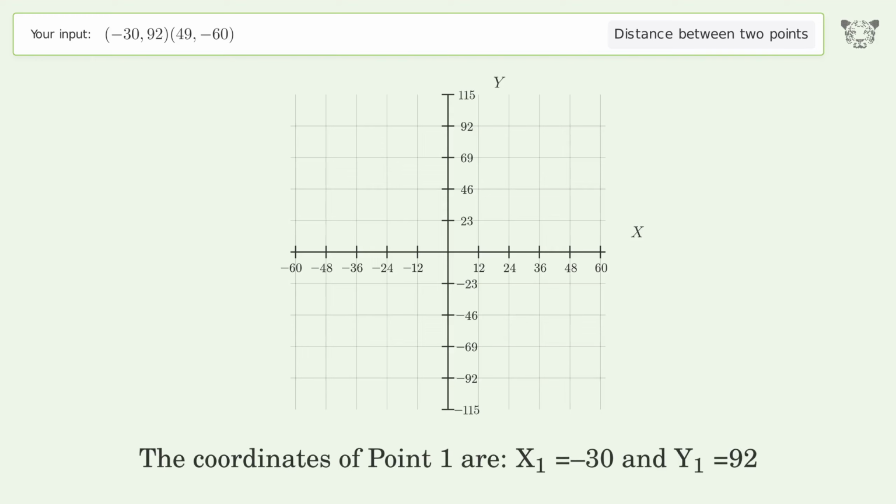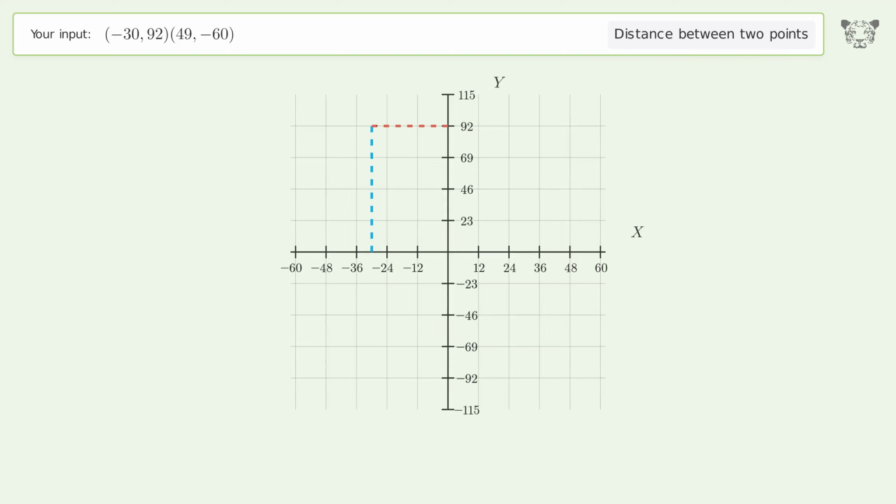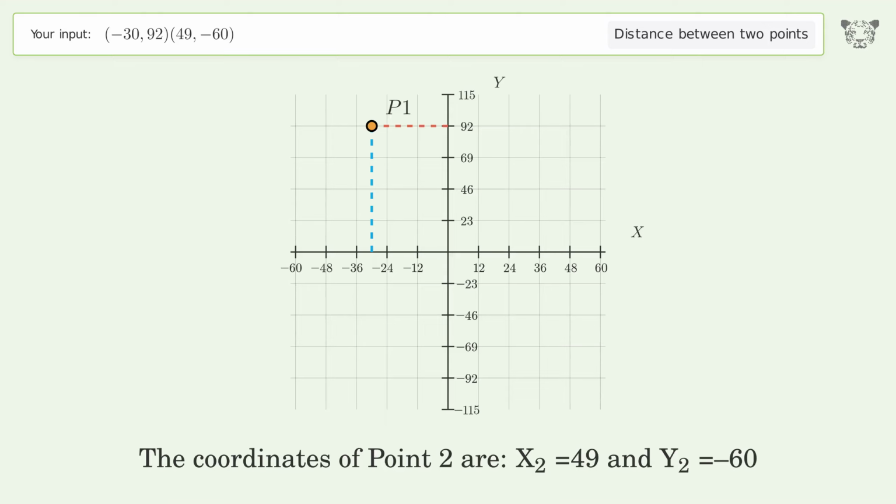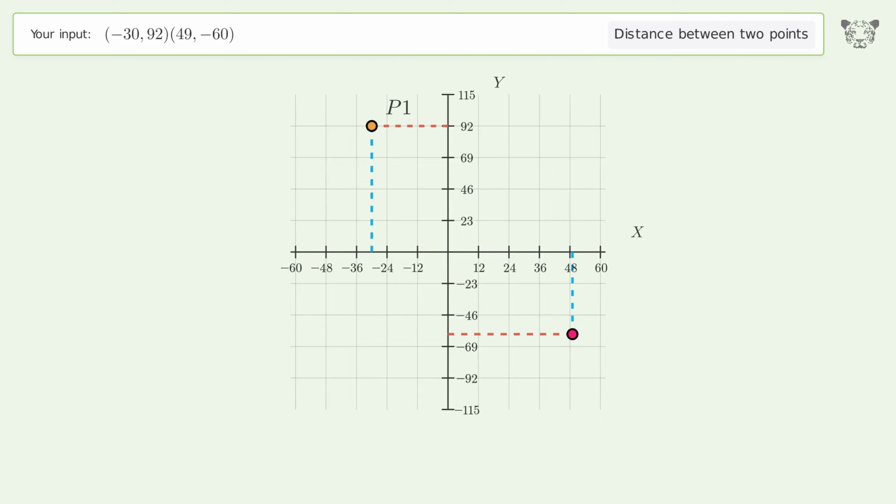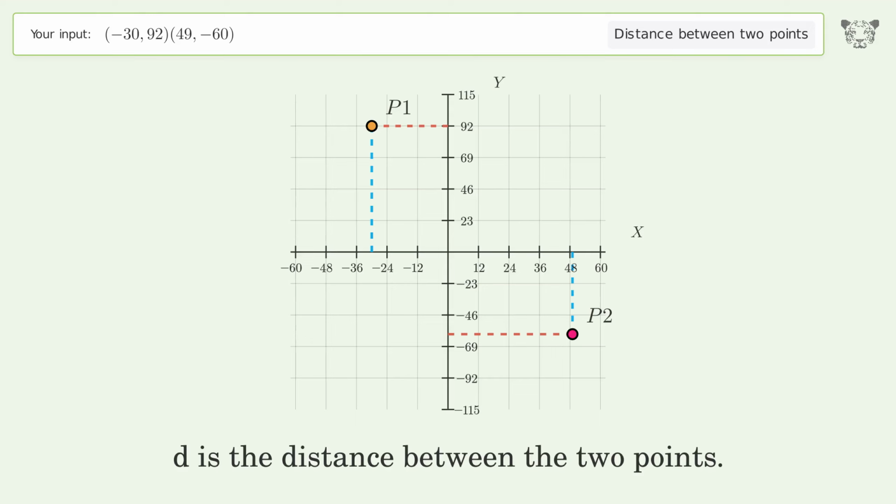The coordinates of point 1 are, x1 equals -30 and y1 equals 92. The coordinates of point 2 are, x2 equals 49 and y2 equals -60. D is the distance between the 2 points.